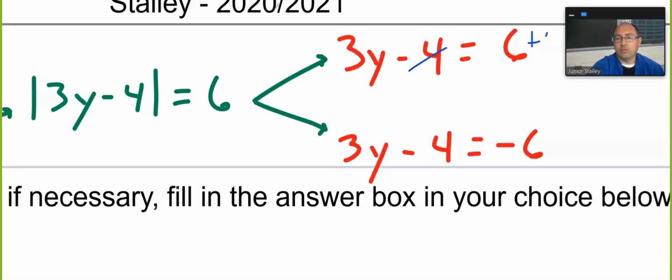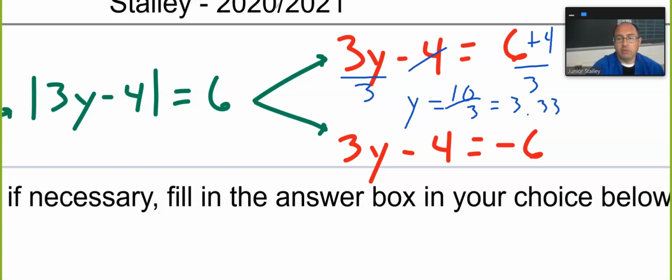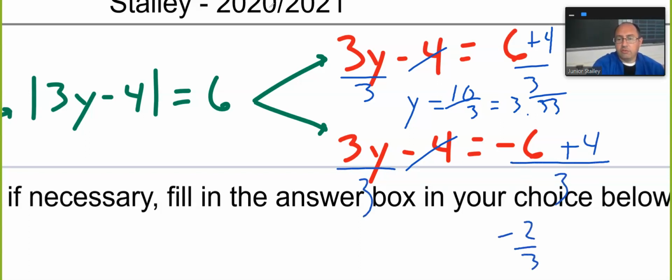Add 4, so now that's 10, and divide by 3. So that would be y equals 10/3. Now, 10/3, if you're a decimal fan out there, is 3.3 repeating, so it goes on for a long ways. And then the other one, well, add the 4. That's creating -2, and you're dividing by 3. So that would be -2/3. So those are our answers here. Y equals -2/3, and 10/3.